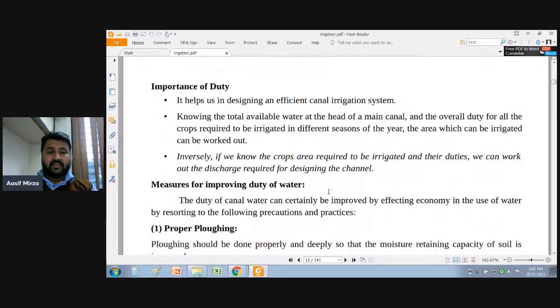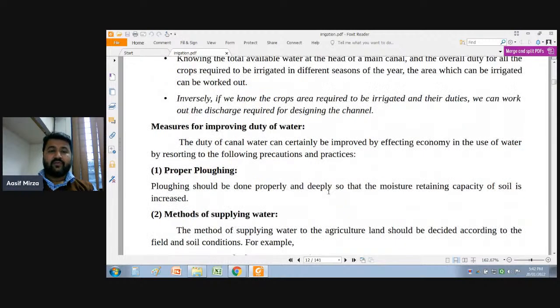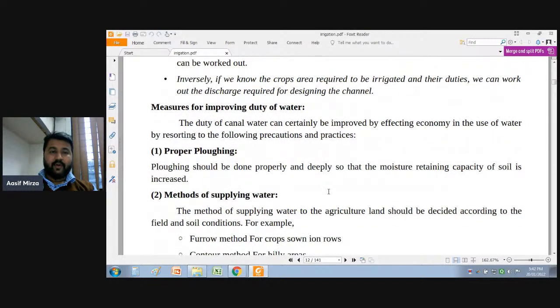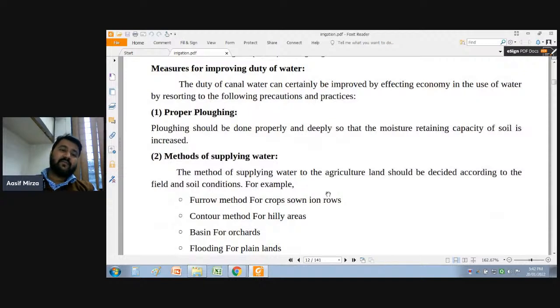Now, what are the measures for improving duties of the water? The duty of canal water can certainly be improved by effective economy in the use of water by resorting to the following precautions and practices. So, what precautions and practices do we have to adopt for improving the duty of the water? Now, proper ploughing. Ploughing should be done properly and deeply so that the moisture retaining capacity of the soil is increased.